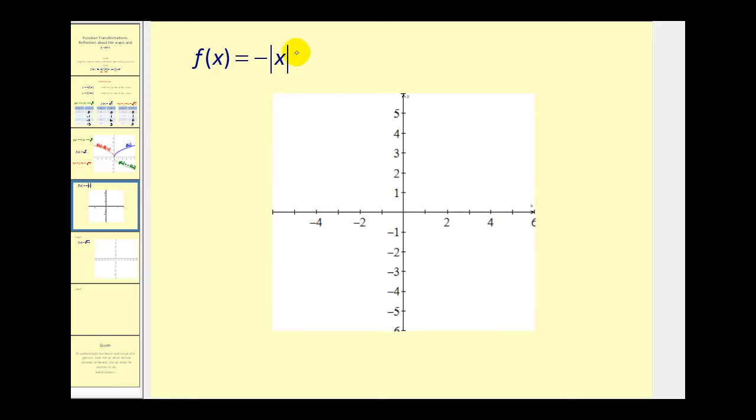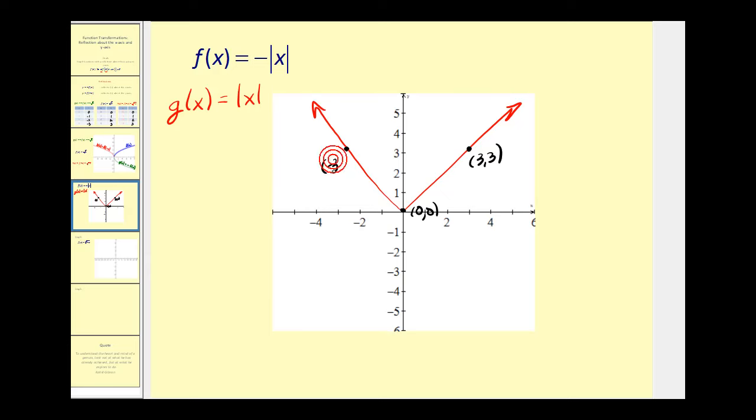Again, the first thing we want to be able to recognize is that our parent function would be g of x equals the absolute value of x, which we should know by now is just a v that opens upward. Some of the key points on this graph would be 0, 0, 3, 3, and then maybe negative 3, 3. So f of x is really just the opposite of g of x, which is equal to negative absolute value of x. And here we should be able to recognize that a is equal to negative 1, or that we're changing the sign of the y-coordinates, therefore it's a reflection across the x-axis.